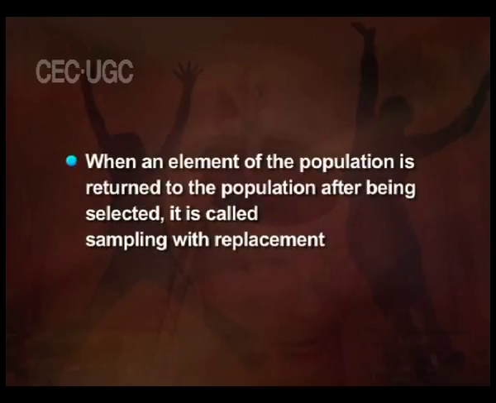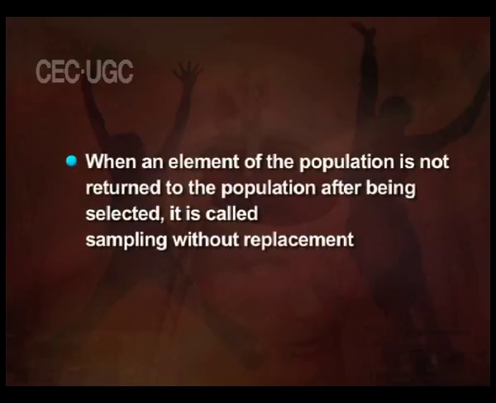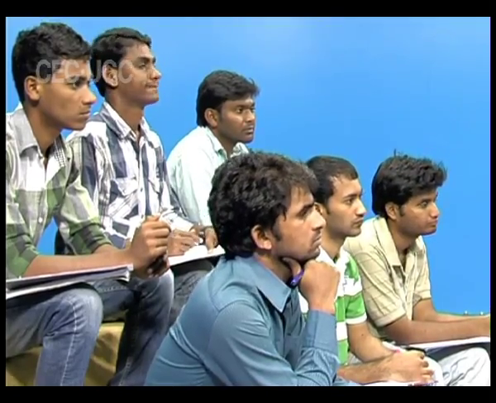When an element of the population is returned to the population after being selected, it is called sampling with replacement. Alternatively, when an element of the population is not returned to the population after being selected, it is called sampling without replacement. In the case of sampling with replacement, the number of possible samples of size n would be greater than the number of possible samples of the same size from the same population in case of sampling without replacement.